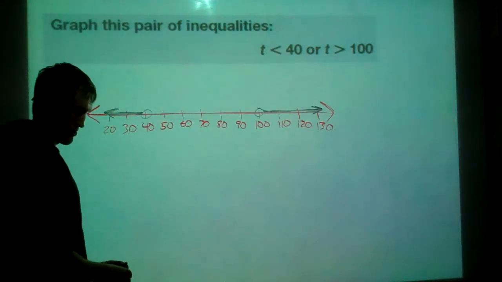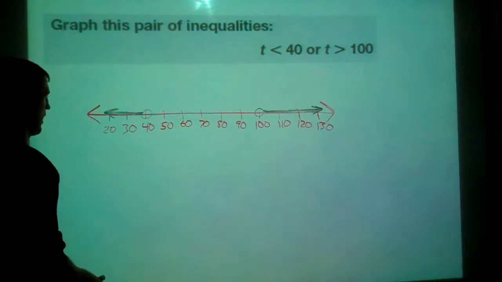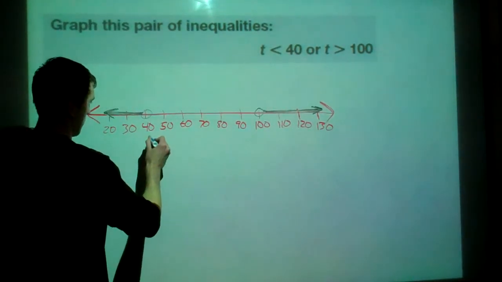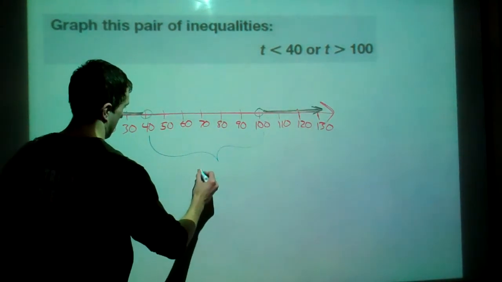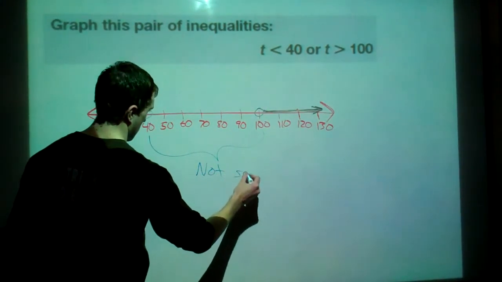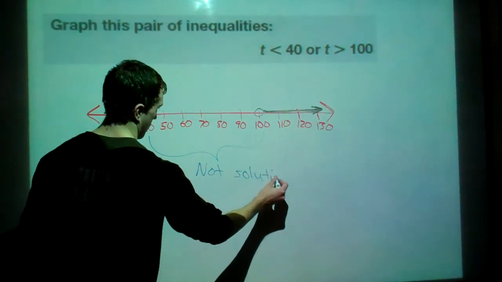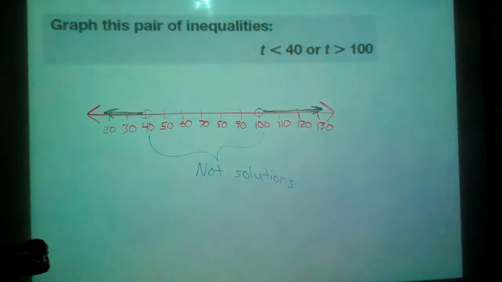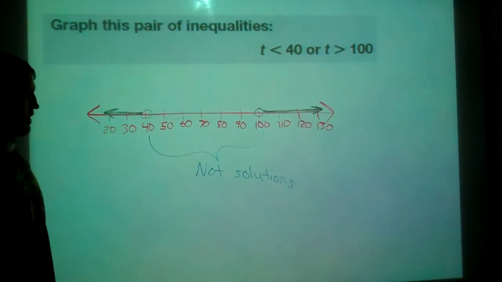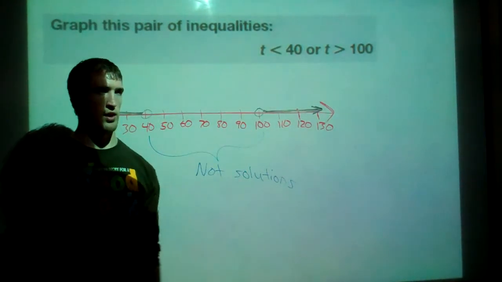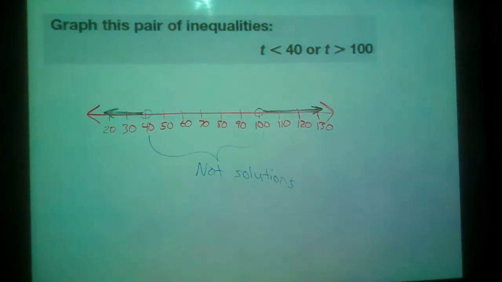And obviously then, anything from 40 to 100, these are not solutions. Okay? They are not part of the solution set from 40 to 100. Alright, so that's one of our kind of strange looking number line graphs. We've got them going this way, alright, with a space between that does not represent a solution. Alright, that is the main thing that we went through today, and we'll see you tomorrow.